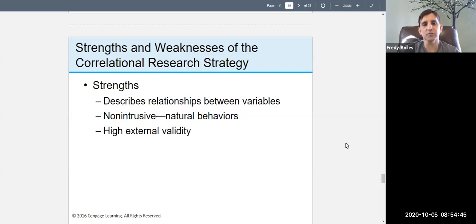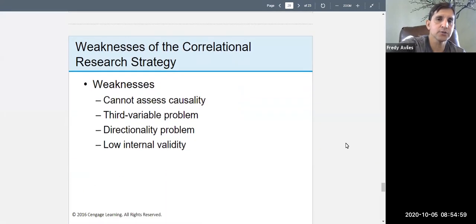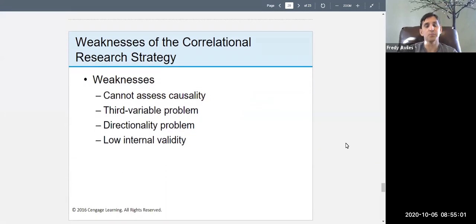And you have high external validity because you're measuring real behavior or observing real behavior, and you can then determine correlations, right? That means you can really generalize your findings. That's what external validity means. But as you can imagine, the correlational research strategy has a lot of weaknesses, important weaknesses.